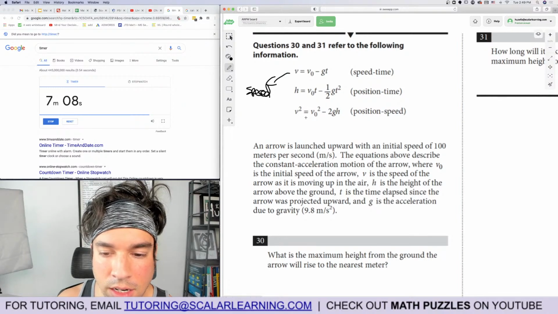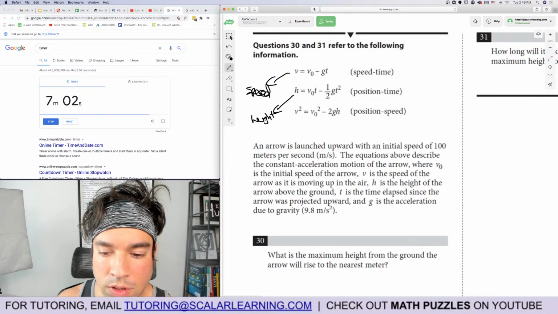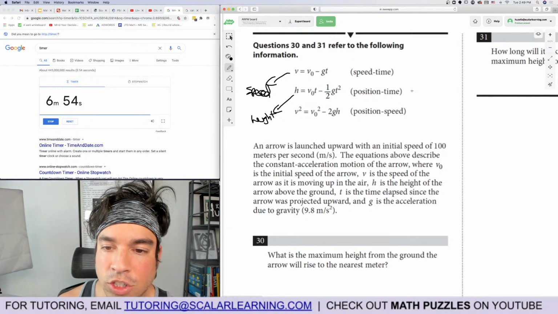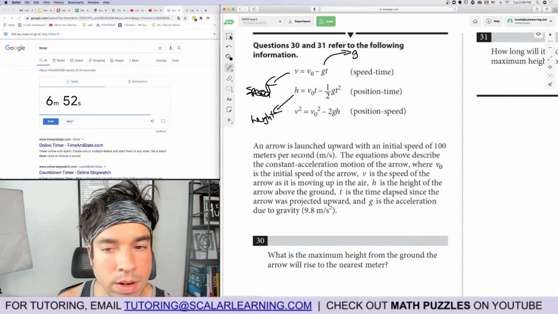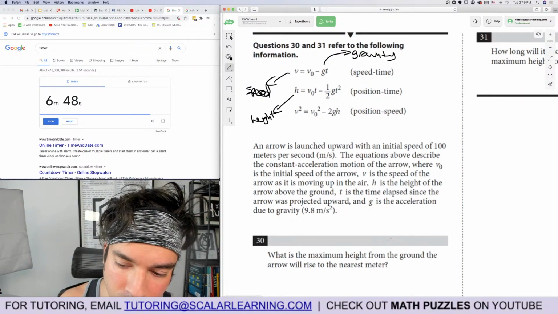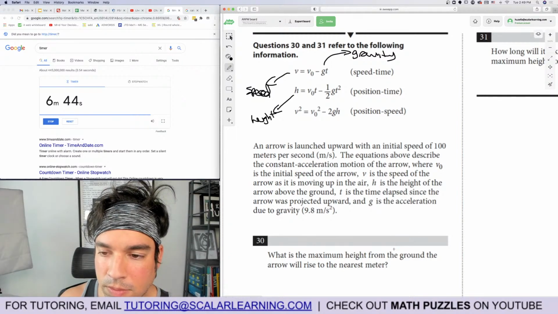And h is the height of the arrow above the ground. H is height. T is the time elapsed since the arrow was projected upwards. Yeah, okay. And g is the acceleration due to gravity. What is the maximum height from the ground the arrow will rise to, to the nearest meter?